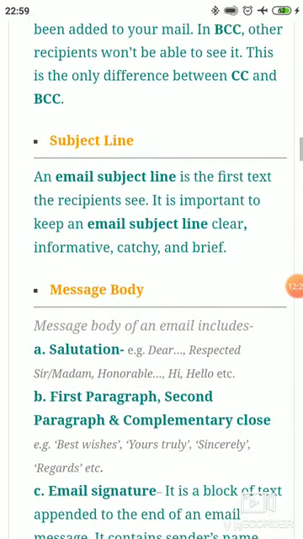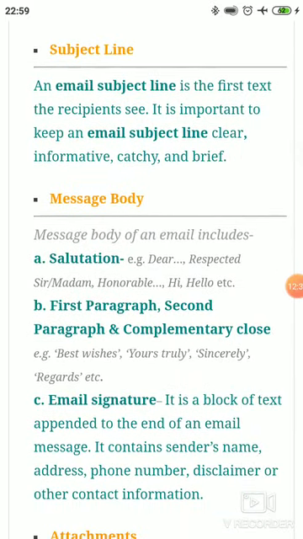Then we have the subject line, children. Now, what is a subject line? Let's see. An email subject line is the first text the recipients see. It is important to keep an email subject line clear, informative, catchy, and brief. Obviously, in a nutshell, you should be very clear about whom you are sending to and what you are sending and what you are conveying. So you have to be informative, fact oriented, catchy in your sentences, and brief in your lines. Okay, so this is your subject line. Subject line will give the whole idea about the email.